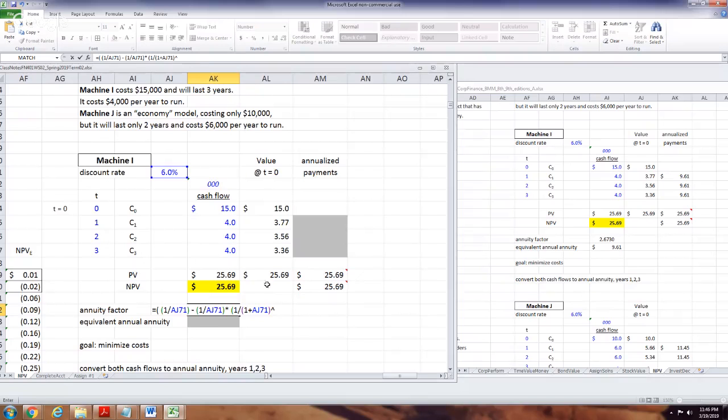But like I said, there's a lot of math in this, okay? So we're trying to train you at least to use the math. See how we did that? It's 1 over r minus 1 over r times 1 over 1 plus r to the 3rd power type thing. That's your annuity factor, okay? It's the same as this 2.67.